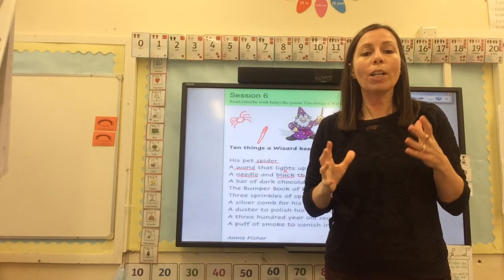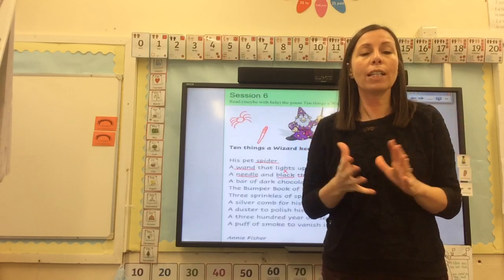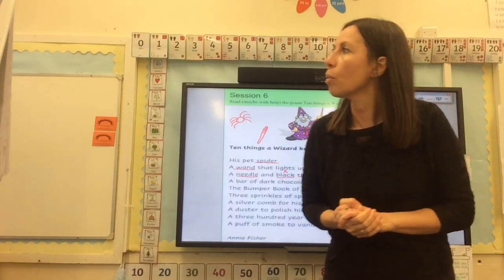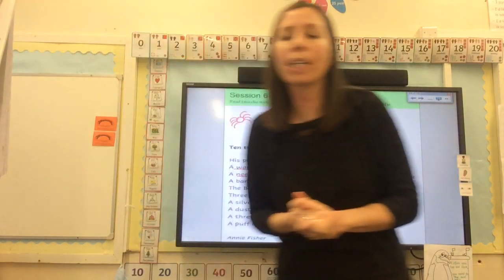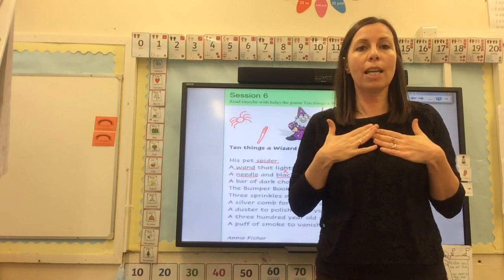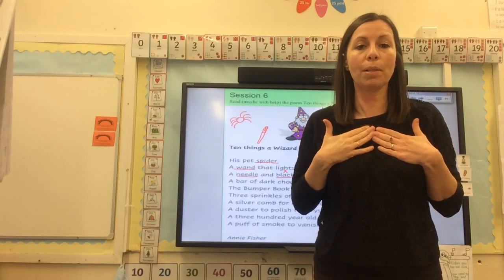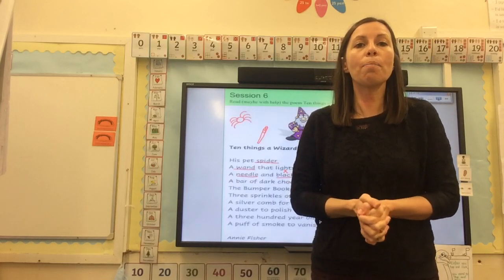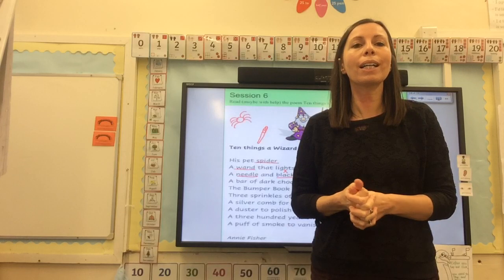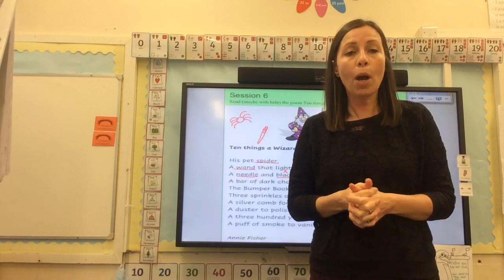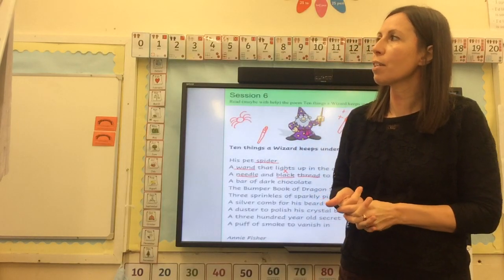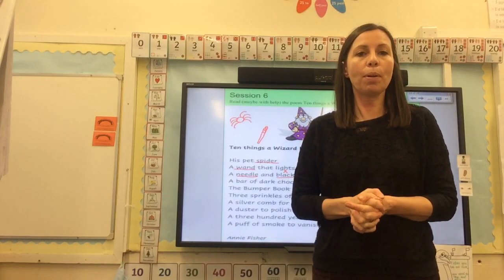And we're going to think about 5 things that you would keep under your hat, okay? So I've been having an idea of 5 things that I might like to keep under my hat, and we're going to model that for you now. And once we've done that, it should be quite clear for the poem that you're going to write today. So Miss Oliver's going to do the writing for me, and I'm going to help her with some ideas.